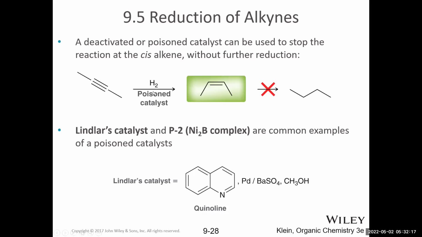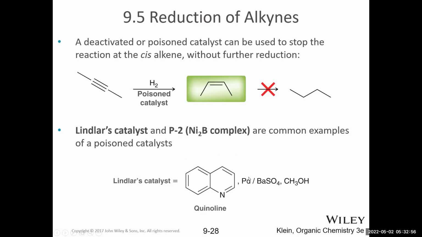Well, we could use hydrogen gas, but we would not want to use a normal platinum, nickel, or palladium on carbon catalyst. Instead, we would want to use what's called a poisoned catalyst. A poisoned catalyst is a catalyst that will catalyze the first reduction of the pi bond, but not the reduction of the second pi bond. Common poisoned catalysts are Lindlar's catalyst or a nickel boron complex.